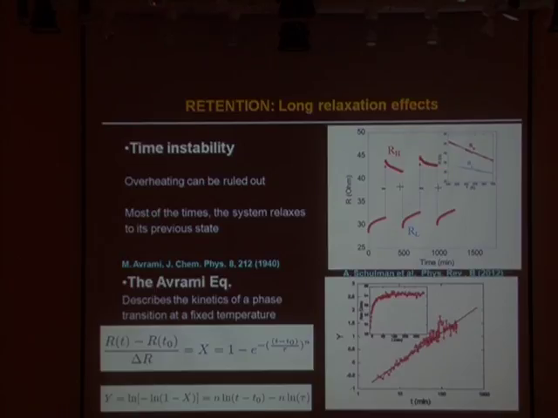This is clearly not an overheating problem because this is the temperature dependence of the resistance of each contact, and you can see that these contacts are semiconducting-like.